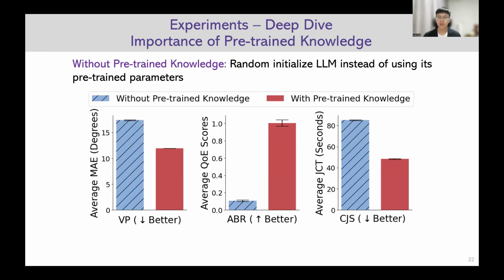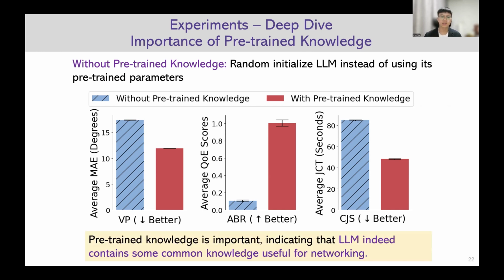Next, to understand why the LLM can be useful for networking, we investigate the importance of its pre-trained knowledge. To be more specific, we remove its pre-trained knowledge by randomly setting the model parameters of the LLM. Then we compare its performance to the regular case. And we can see that without the pre-trained knowledge, the performance of the LLM significantly decreases. So this indicates that the pre-trained knowledge of the LLM is important, and the LLM indeed contains some common knowledge that is useful for networking.